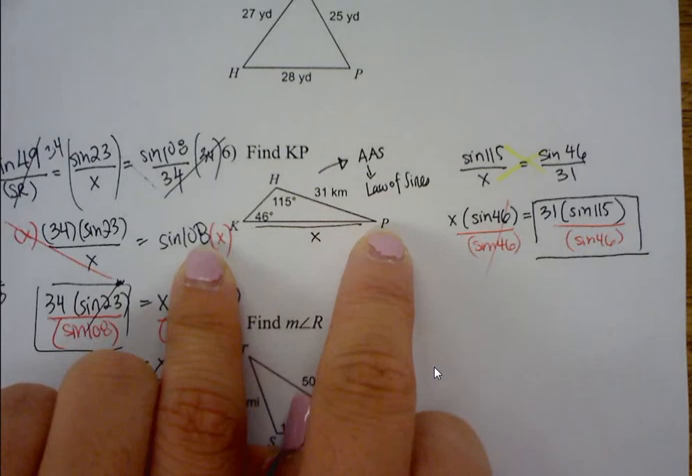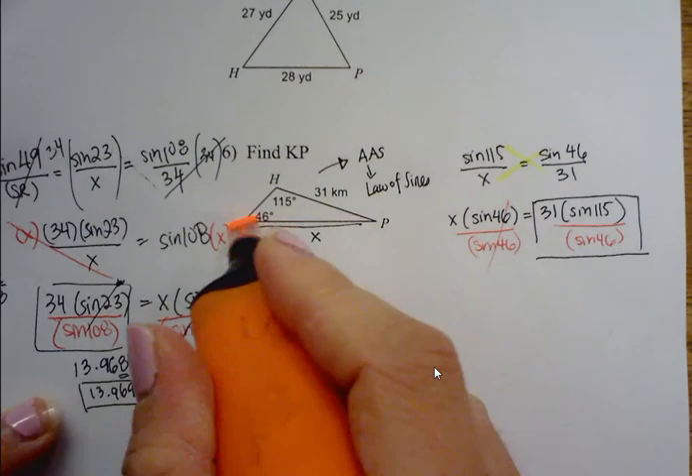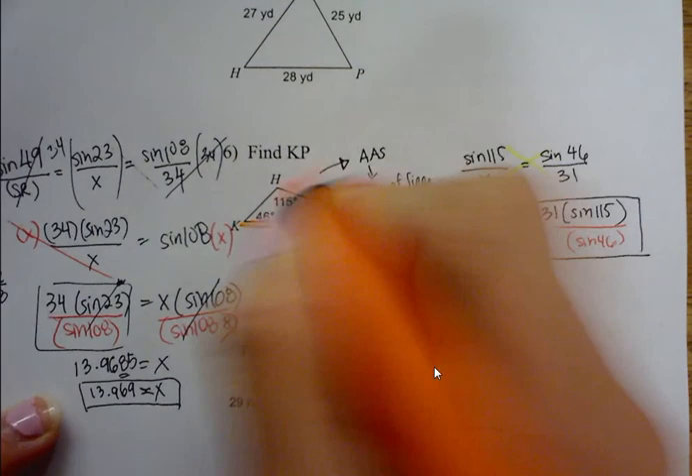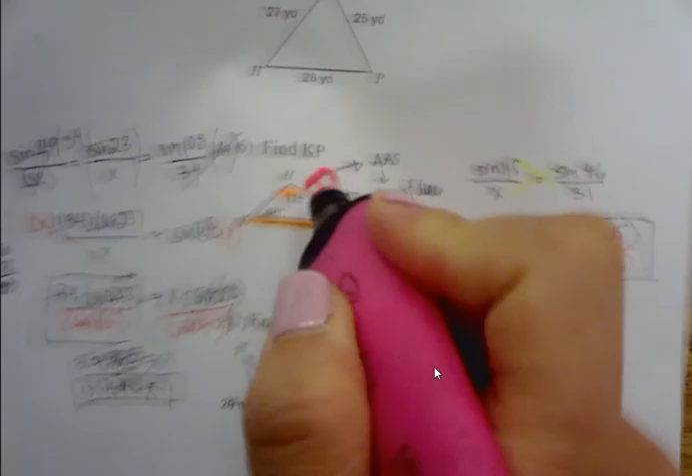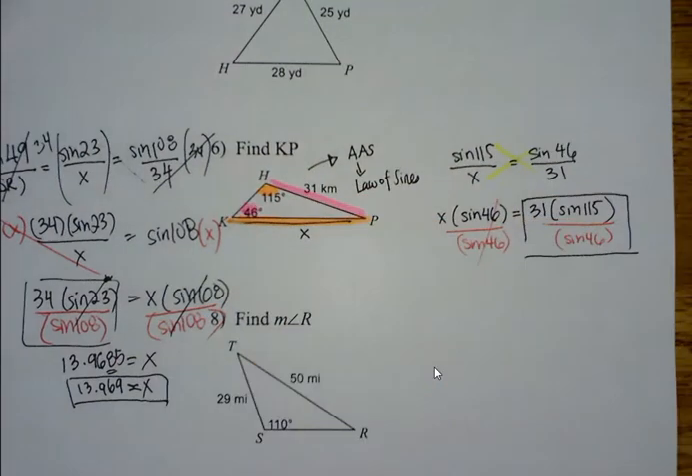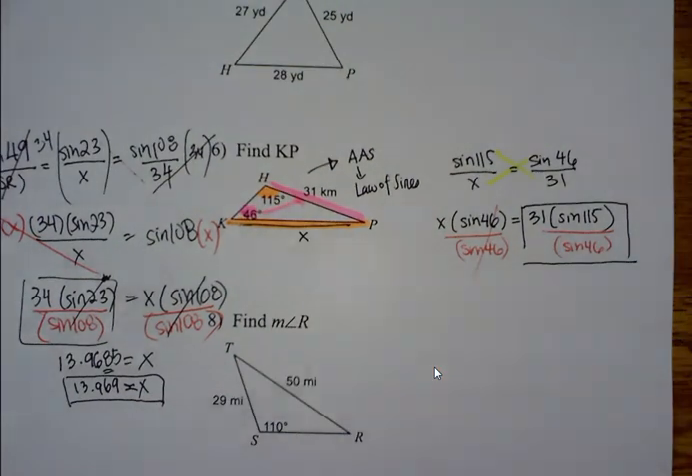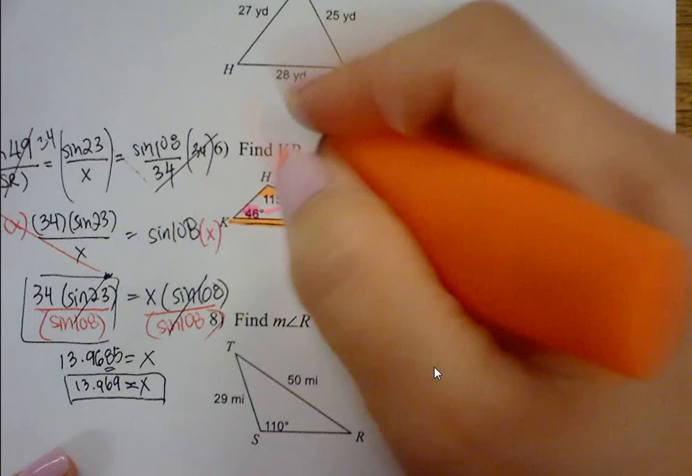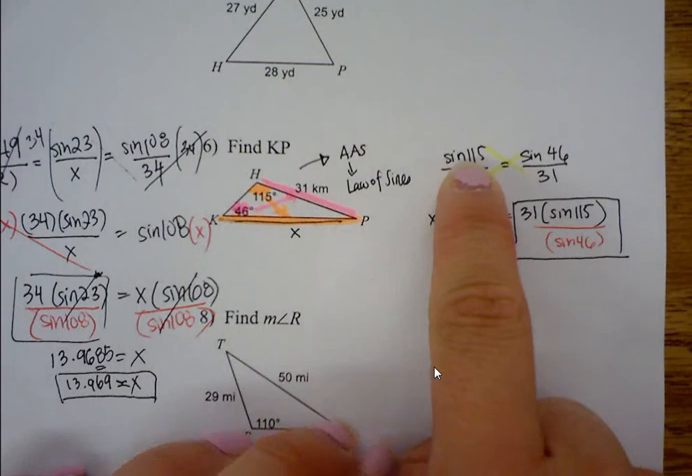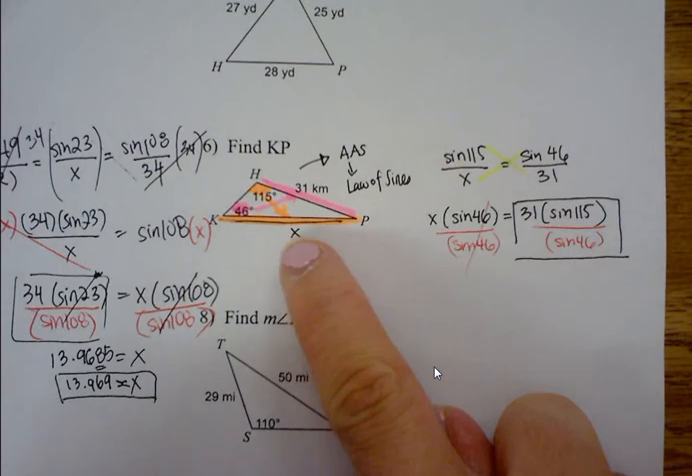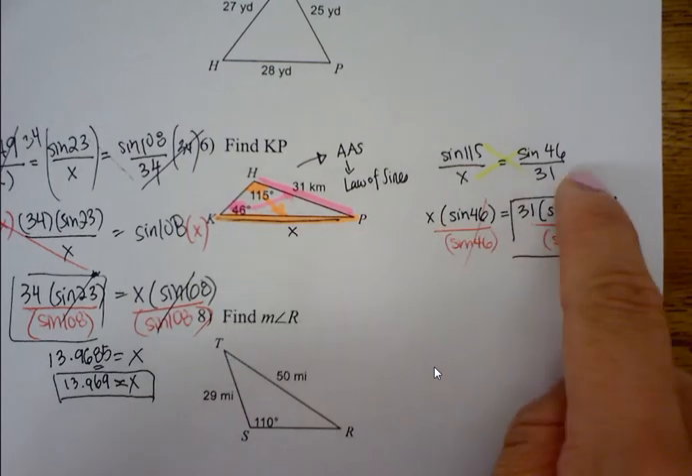What's important when you're starting, guys, is you have to figure out which angle is across from which side. Well, x is across from which angle? The 115, right? And then the 31 is across from which angle? The 46. So you see how that's how you figure out which ones you're going to use. When I set it up, the sine of this angle 115 over what? The x, because the x is the side across, equals the sine of 46 over which side? 31.